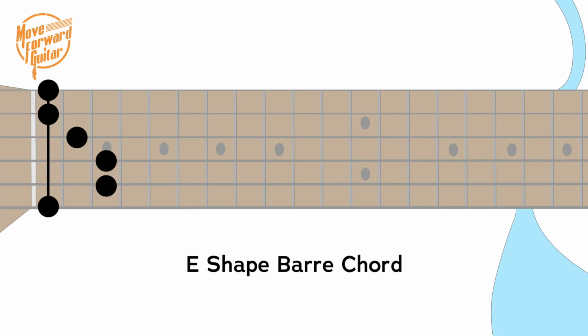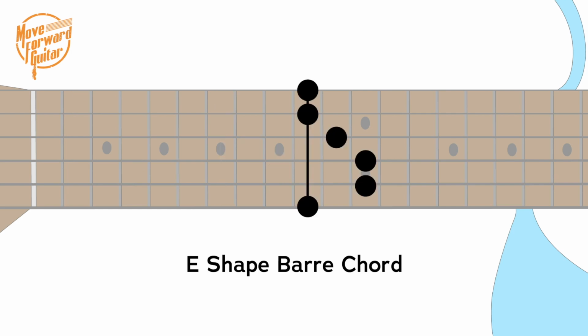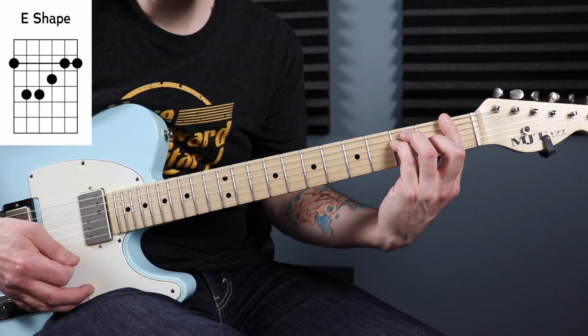And again, I can move this shape anywhere up and down the fretboard, and the shape stays the same. It's just the name of the chord changes based on my root note.